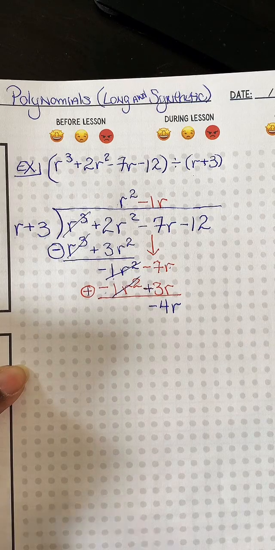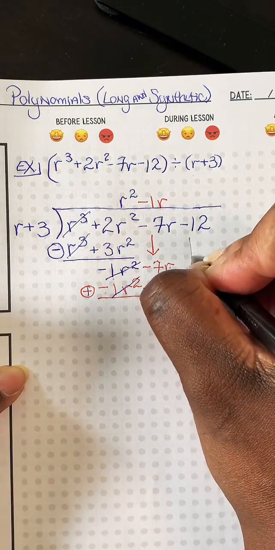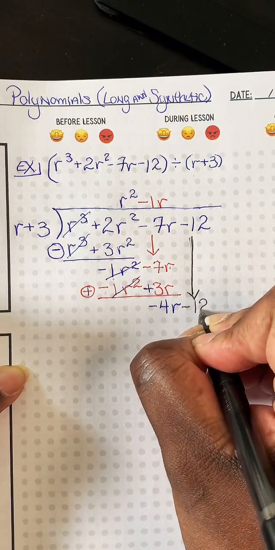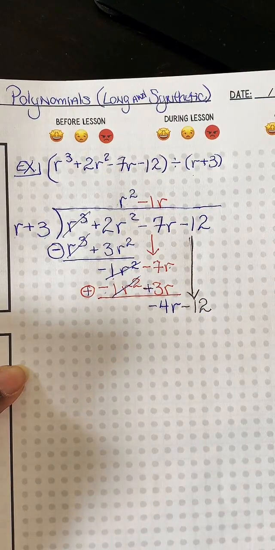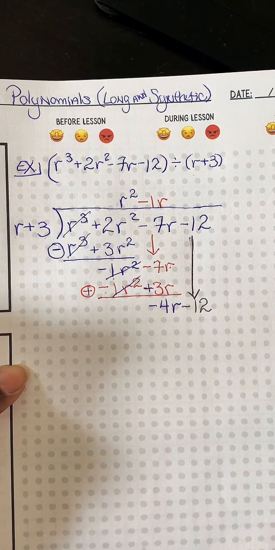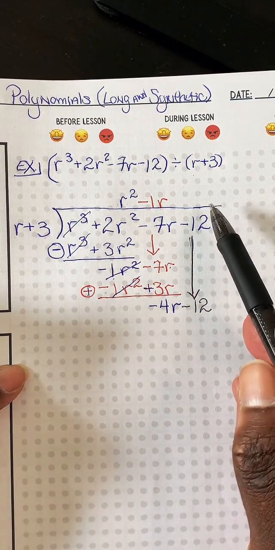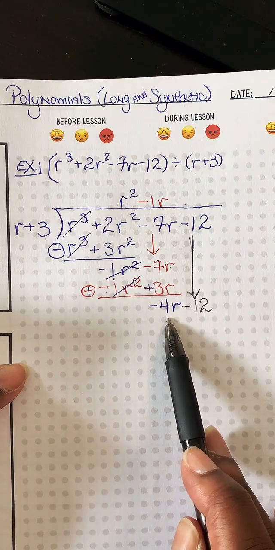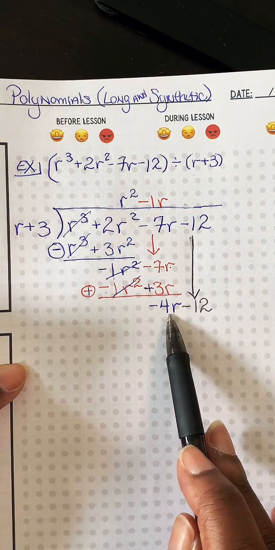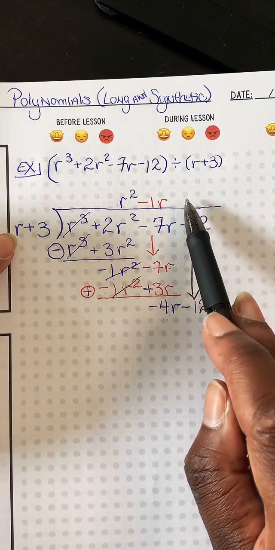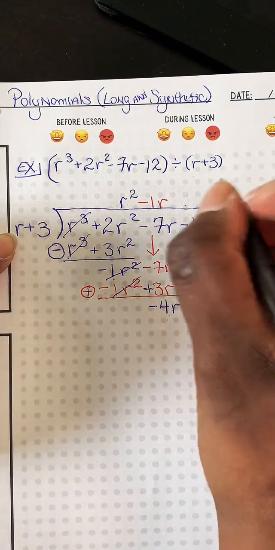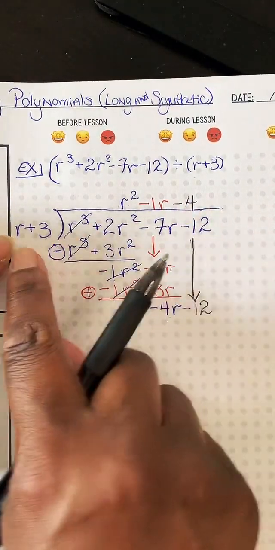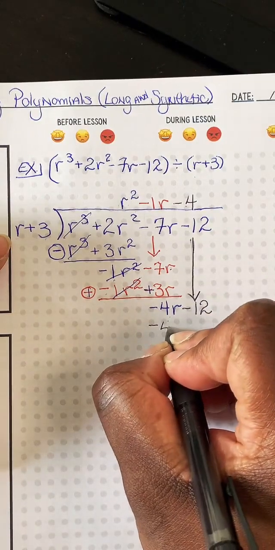All right. So now, bringing down our next term, which is a negative 12. We're going to do the process all over again. I know, it sounds crazy, but here we are. So what times r gives me negative 4r, or you can say negative 4r divided by r gives me what? We got our negative 4. Good. Because negative 4 times r gives me my negative 4r.